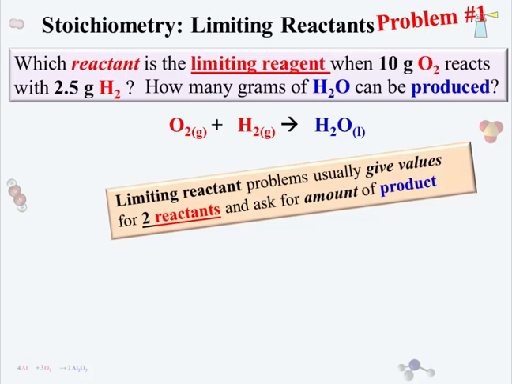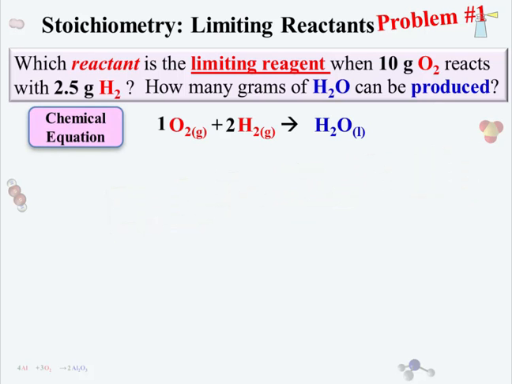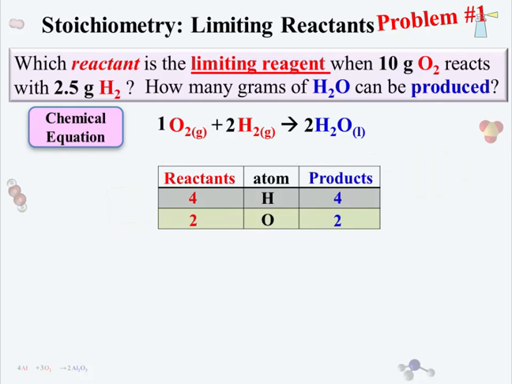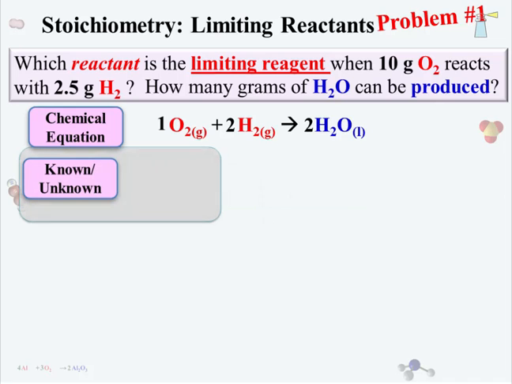This is a limiting reactant problem because it gives amount values for 2 reactants and asks for an amount of product. Solving the problem is really solving 2 stoichiometry problems, and they both begin by balancing the chemical equation. This rather simple tally shows the reaction to be balanced. Step 2 has us finding the knowns and unknowns.